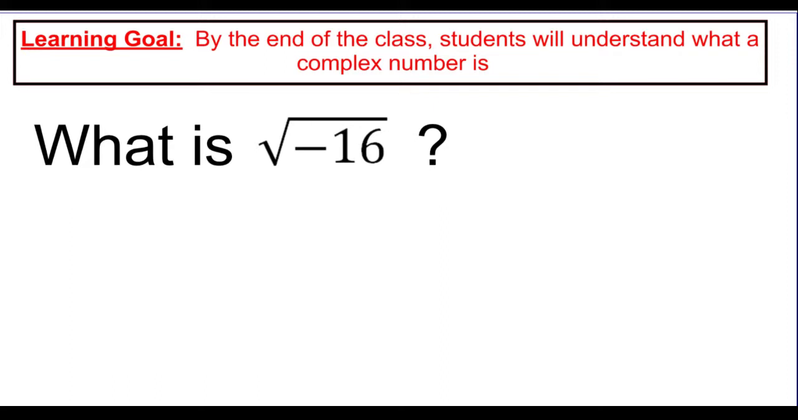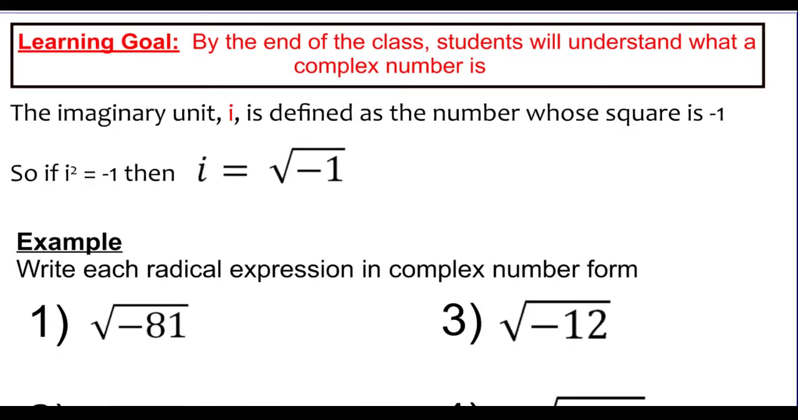All right, and to do that, we're going to actually have to go a little bit further, and we need to introduce a new number that you've never heard of, and that number is called i. Okay, so the imaginary unit i is defined as the number whose square is negative 1. So we have to talk about this idea of i.